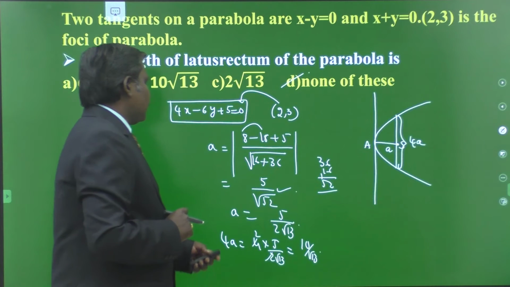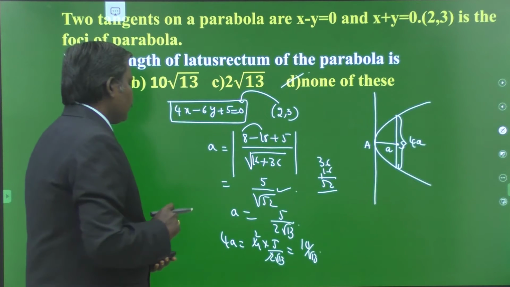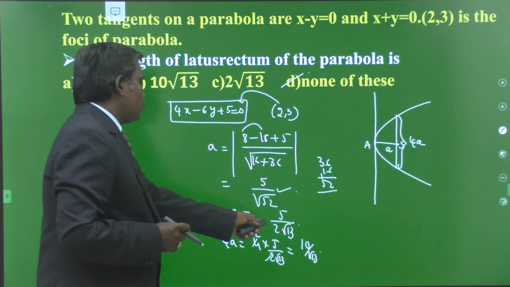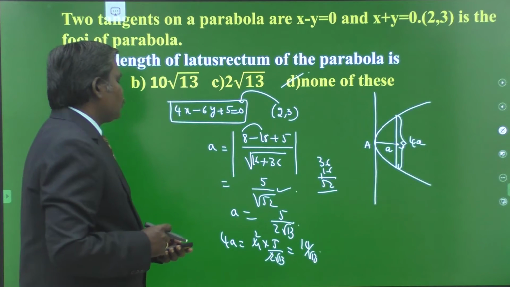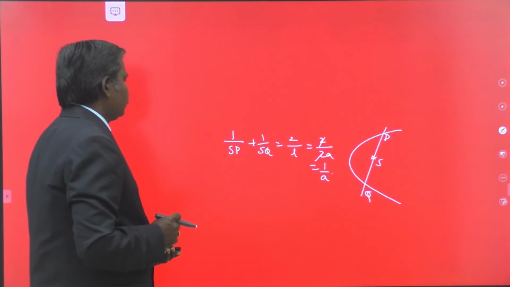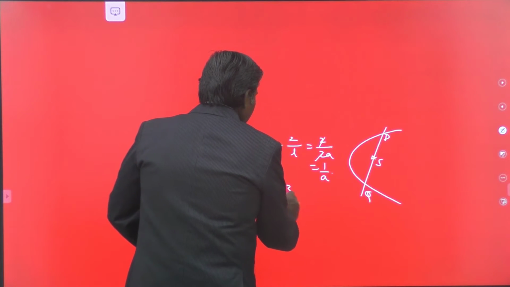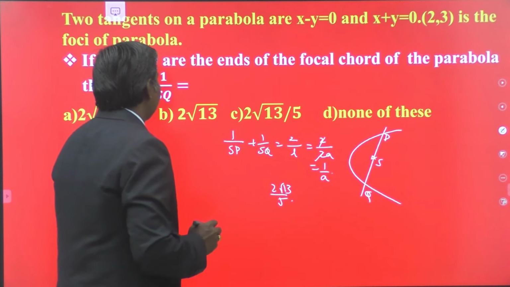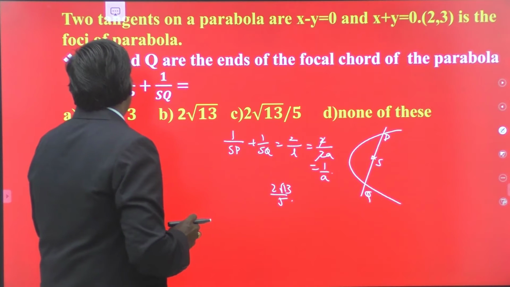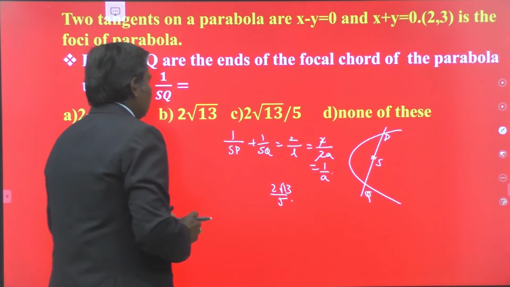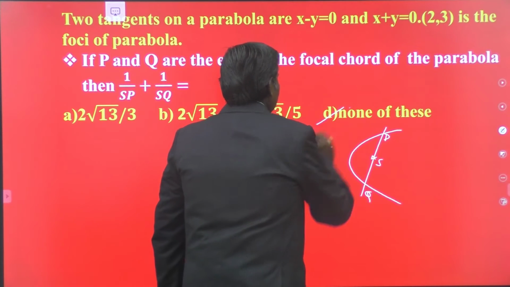A is 5 by 2 root 13. So the value of 1 by A is 2 root 13 by 5. 2 into root 13 by 5 is the answer. There is nothing here, none of this.